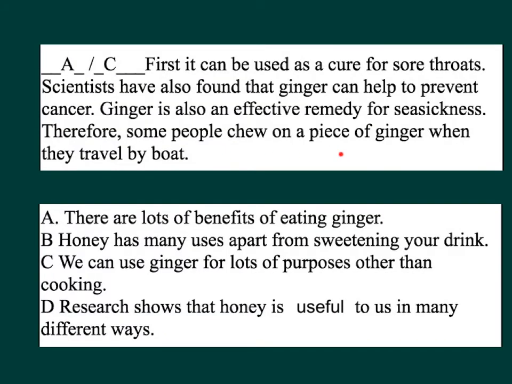This is a paragraph about ginger. A and C are the missing topic sentences. A. There are lots of benefits of eating ginger. C. We can use ginger for lots of purposes other than cooking. Let's start the paragraph now. There are lots of benefits of eating ginger. We can use ginger for lots of purposes other than cooking.